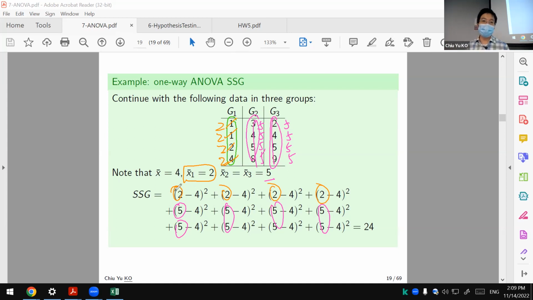But as I said, you never do this, okay? You never do this in practice because Excel easily generates all this in one click. So there's nothing you need to worry about in the calculation. You just need to know what they are measuring.